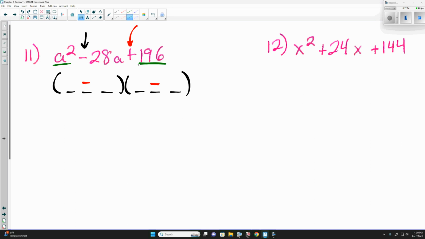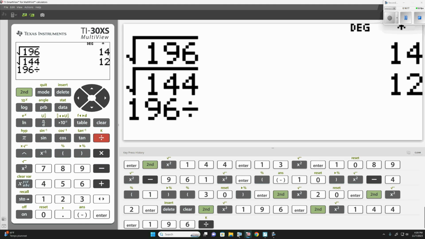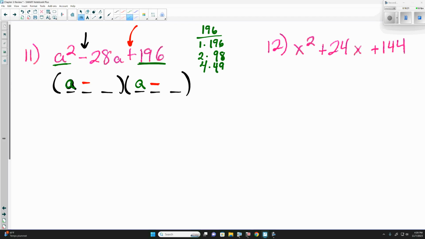Now we need to find the factors of the first and third term. Factors of a squared are a and a. Now, factors of 196, there are a few. We have 1 and 196. We have 2 and 98. 3 is not a factor, but 4 is. 196 divided by 4 is 49. 5 is not divisible, 6 is not divisible. I believe 7 is.